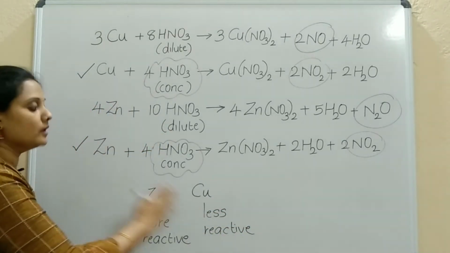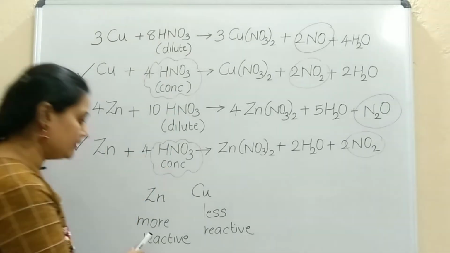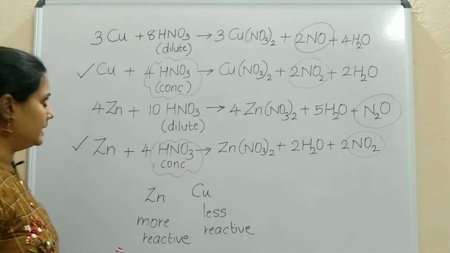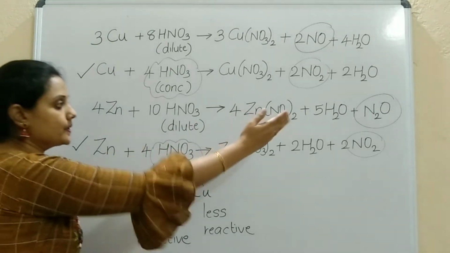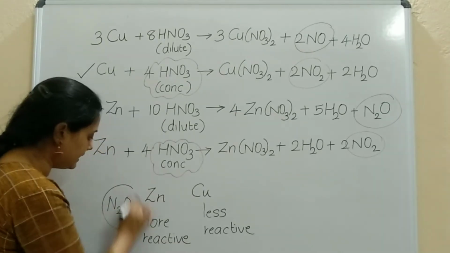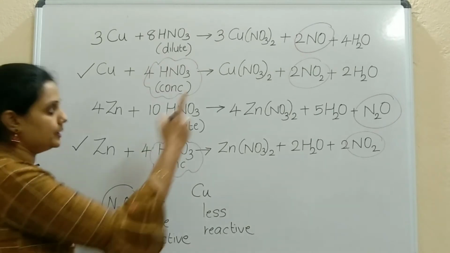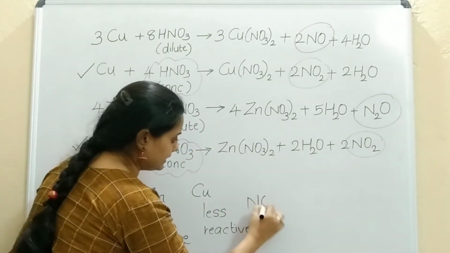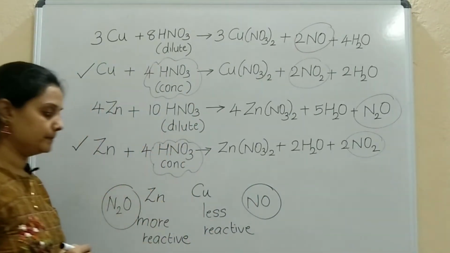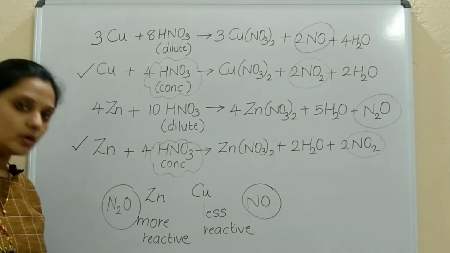So it depends on the metal. The product depends on the metal. If it is a more reactive metal, then it produces N2O, dinitrogen oxide. If it is a less reactive metal, it produces nitric oxide. Correct? So please make a note of this.